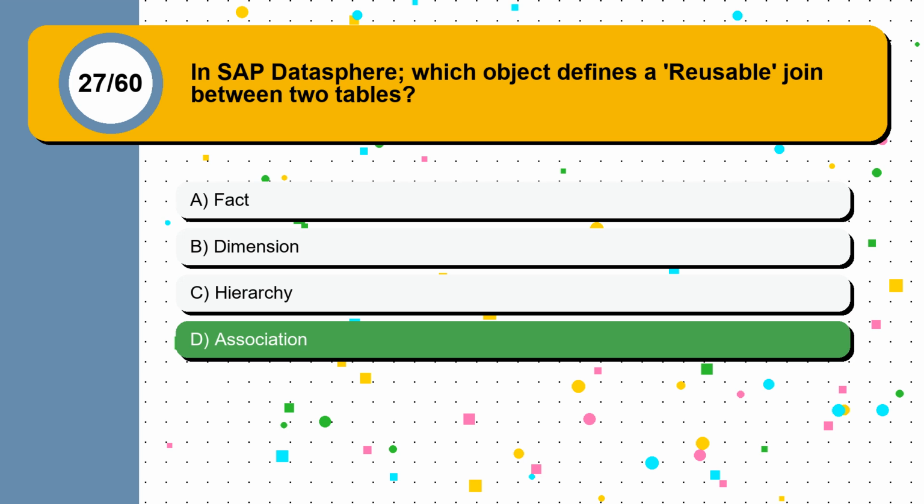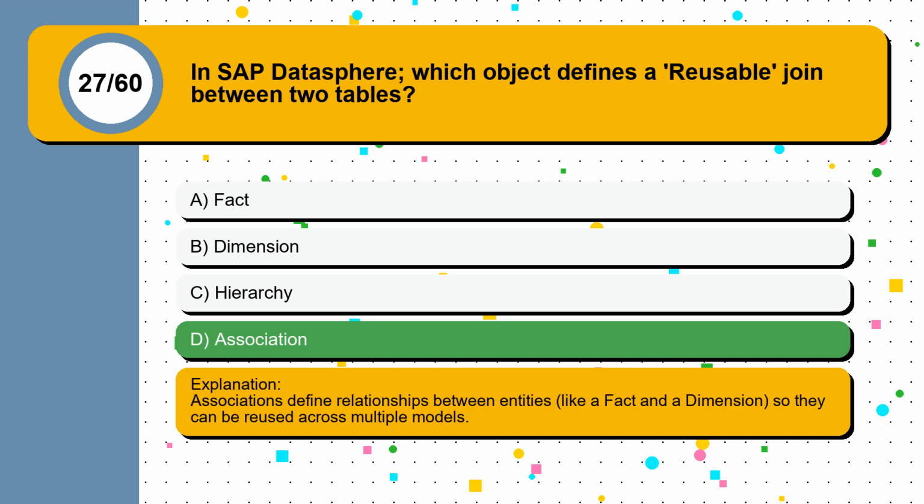The correct answer is option D. Association. Associations define relationships between entities, like a fact and a dimension, so they can be reused across multiple models.